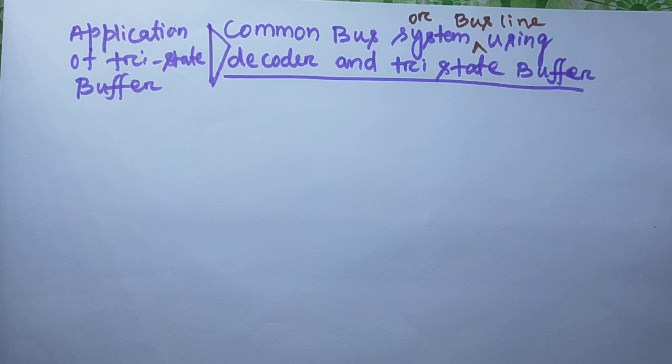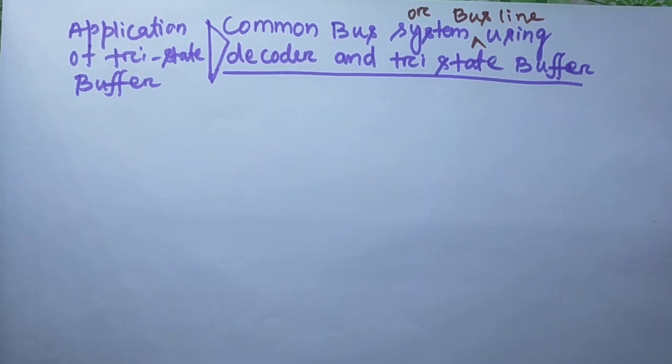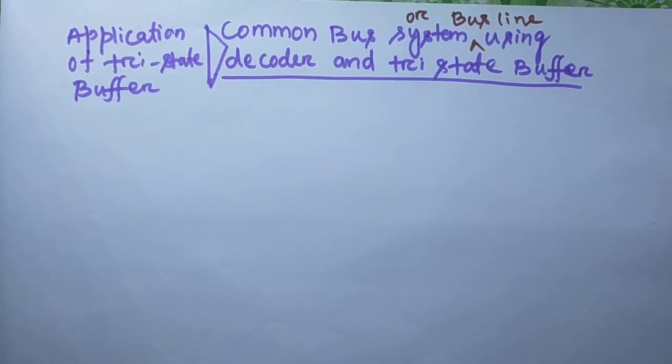Okay, one small application we will consider through that is a tri-state buffer. Very simple way. After that, another application we will consider. Now we see how to use the tri-state buffer for a bus line. Okay, that is a common bus line with the tri-state buffer. How will we design it? Very simple way.